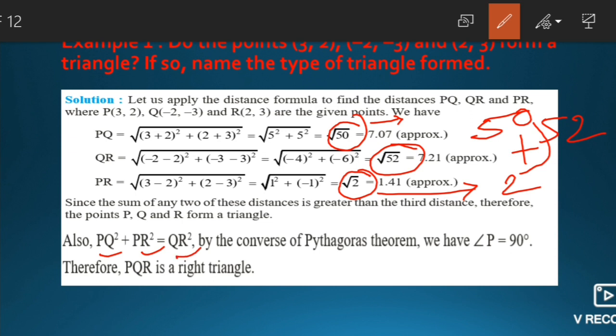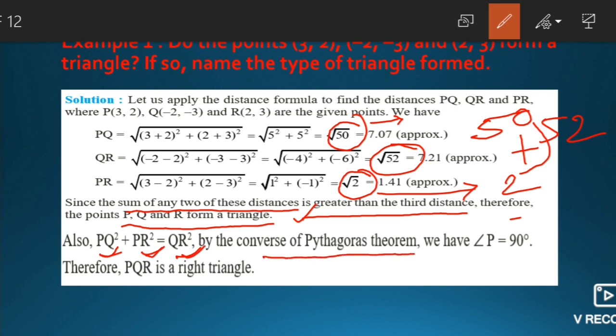Since the sum of any two of these distances is greater than the third distance, therefore PQR forms a triangle. Again, the sum of squares of two sides is equal to the square of the third side. So by the converse of Pythagoras theorem, you can say that this angle P is 90 degrees, that's why PQR is a right angle triangle.